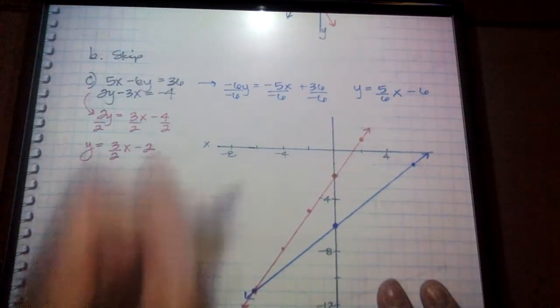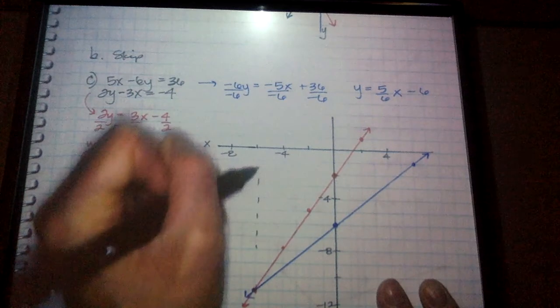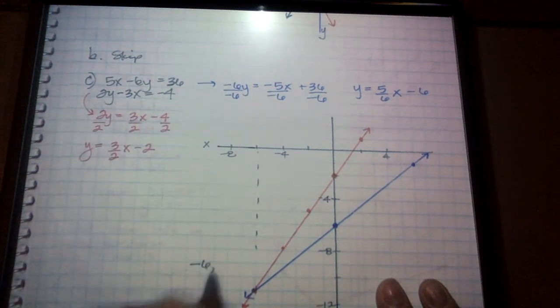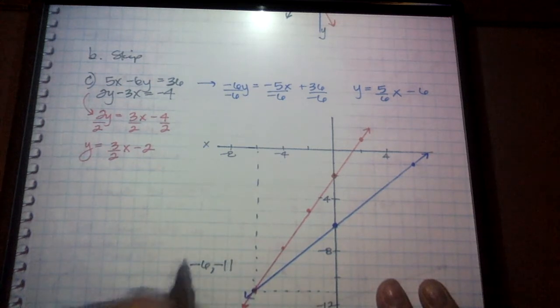So these two lines, if you look straight up, intersect at negative 6, and that is at negative 11.